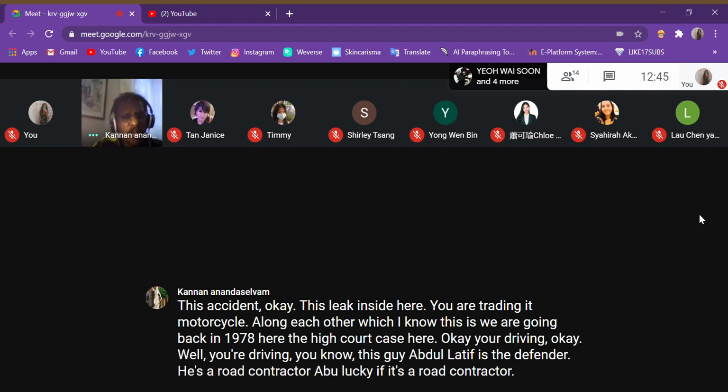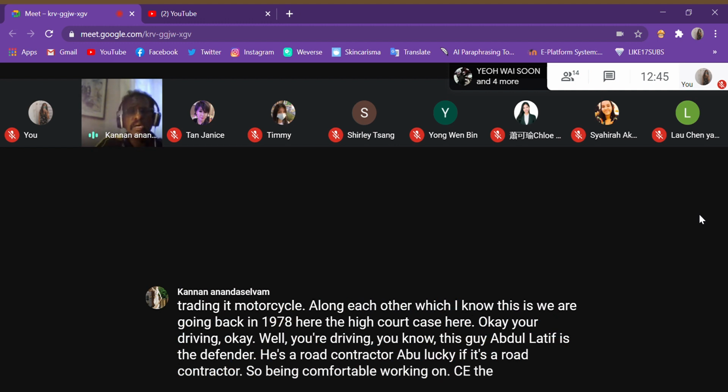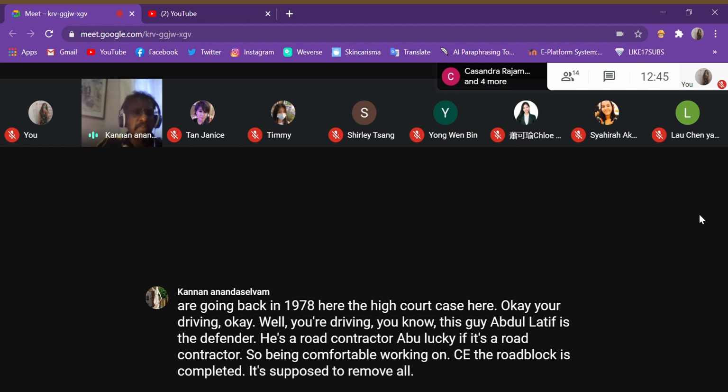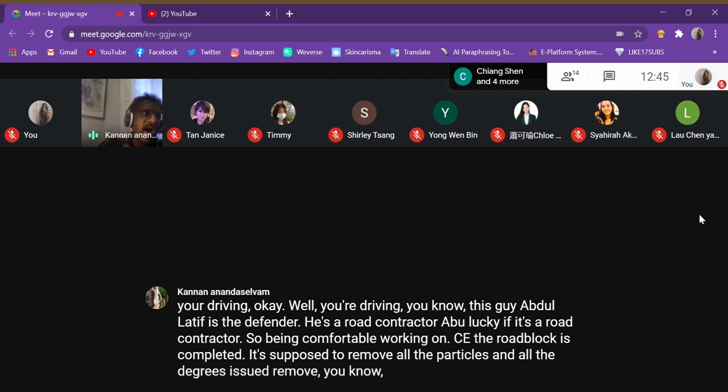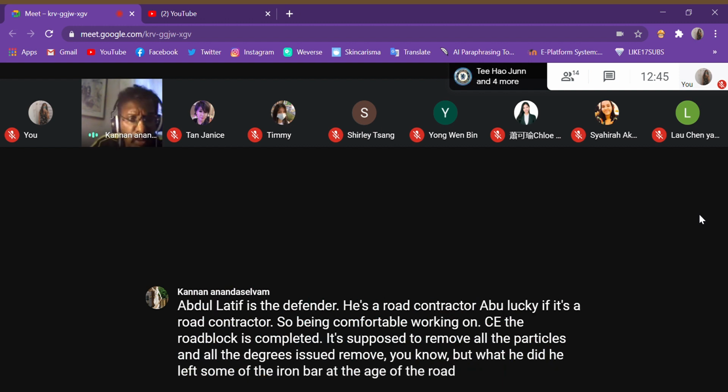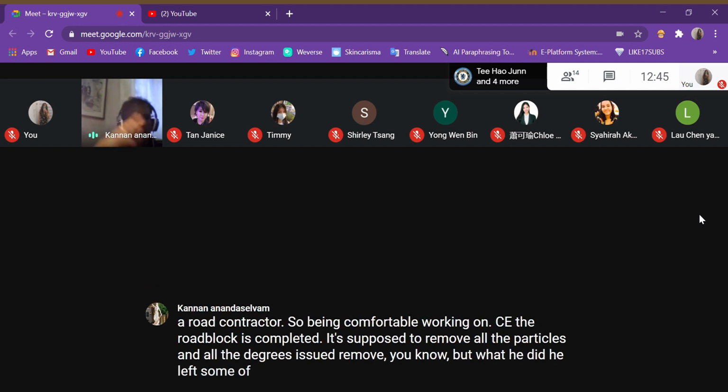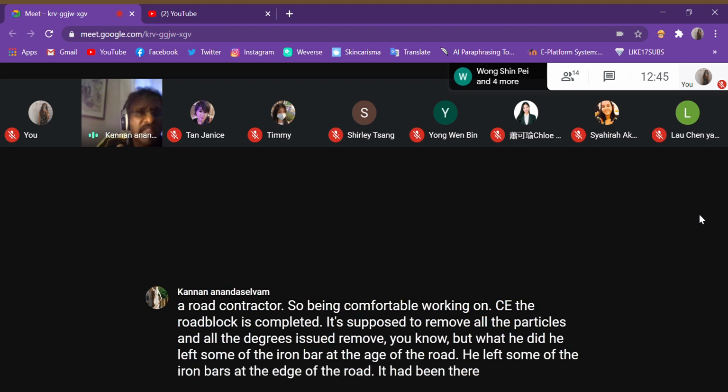Once the road work is completed, he's supposed to remove all the particles and all the debris. But what he did, he left some of the iron bars at the edge of the road. It has been there for a few months. It got corroded. It got rusted.